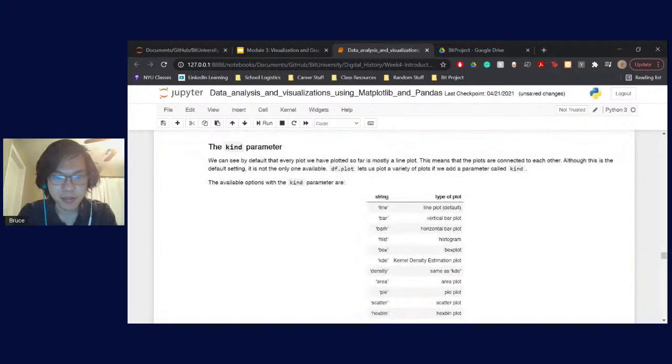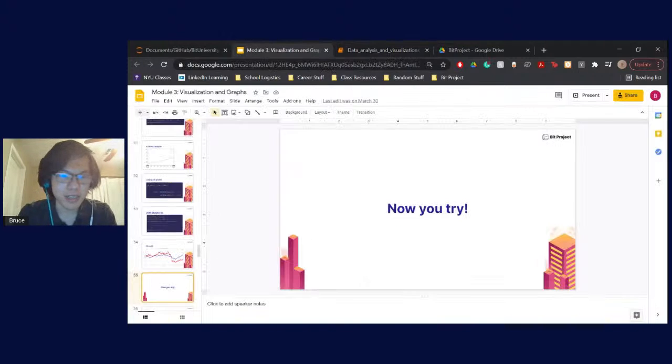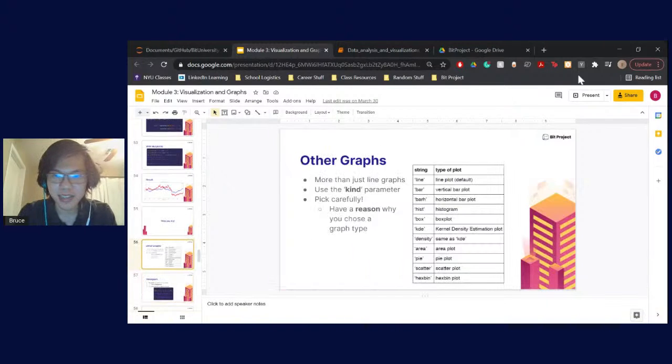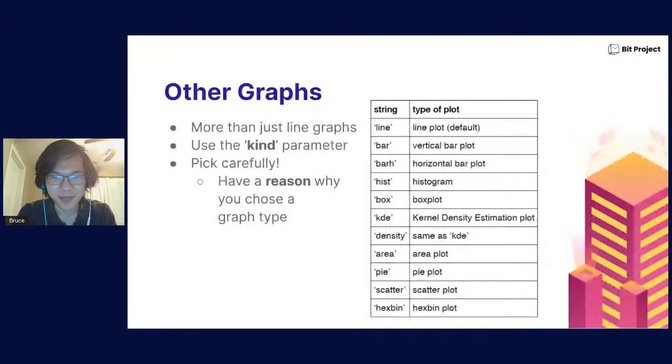Okay, let's move on. We've been looking at line graphs this entire time. But I'd like to think that there are other kinds of graphs, and there are. Look at all these guys.